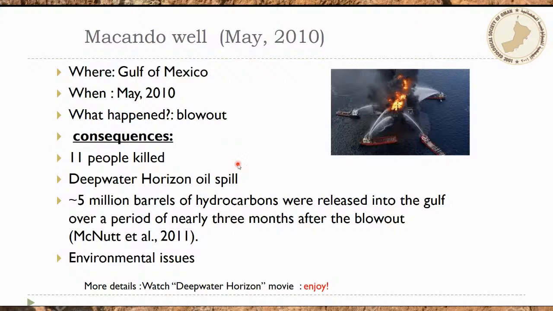Actually, there is a movie about this incident. I think a lot of you, maybe most of you, have watched this movie. It's called Deepwater Horizon. I recommend you see it and see how it happened, what happened, and we can learn from that movie. You can watch it and enjoy it as well.